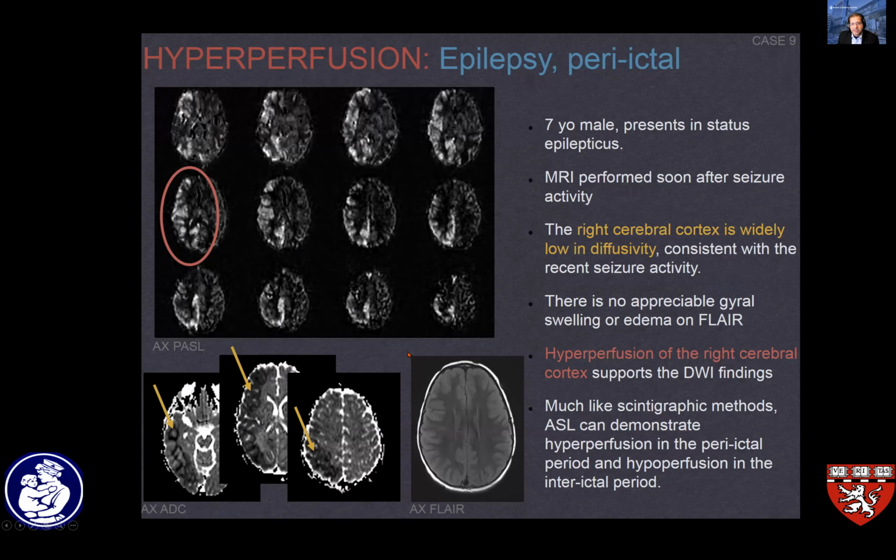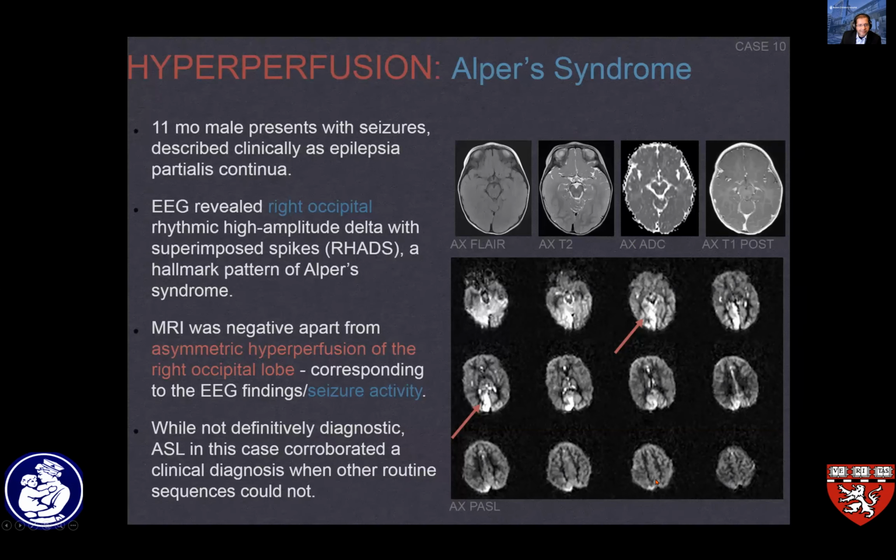There's a patient periictal, a patient with epilepsy, a patient with status epilepticus, and the MRI was performed soon after seizure activity had been controlled. You can see the right cerebral cortex here is widely decreased in diffusivity on the ADC map here, and there's hyperperfusion of the cerebral cortex that supports the periictal state. And just like PET scans, ASL can demonstrate hyperperfusion in the periictal period and hypoperfusion in the interictal period.